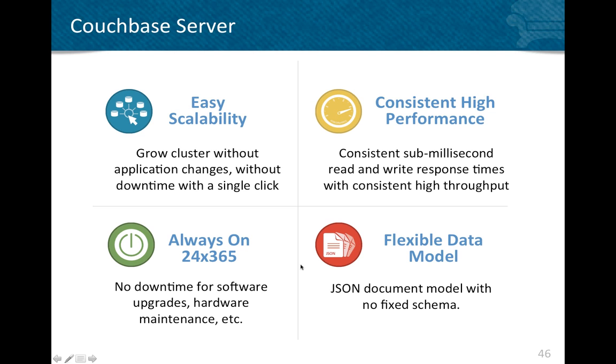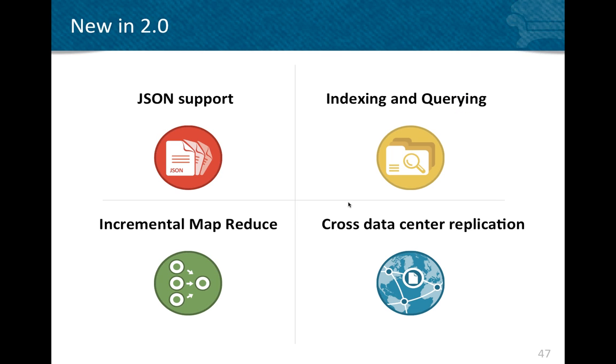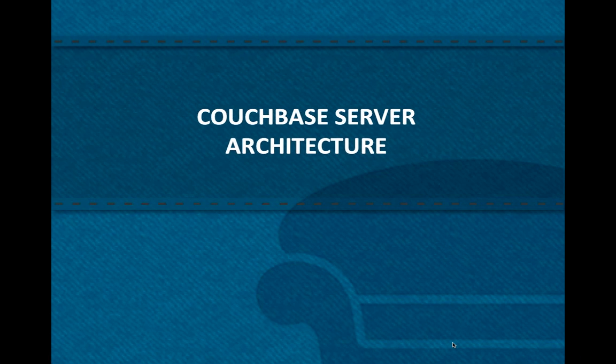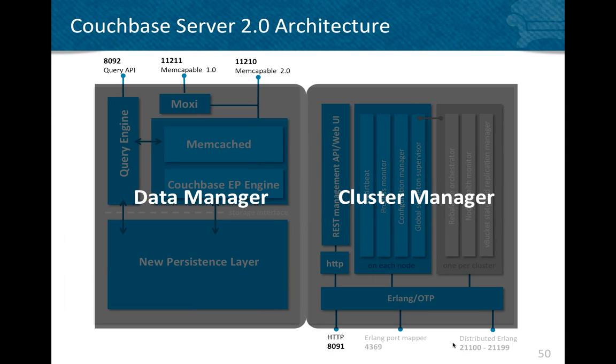There are 4 key characteristics: easy scalability, consistent high performance, always on, which we've talked about a little bit, and the flexible data model, which really define Couchbase Server. In terms of the new features in the release, we have JSON support, indexing and querying, incremental map reduce for some of the lightweight real-time analytic kind of workloads, and then cross-data center replication for disaster recovery, for data locality, and so on.